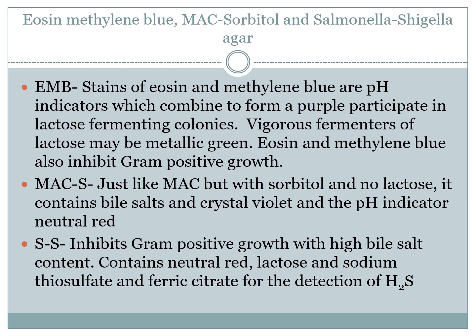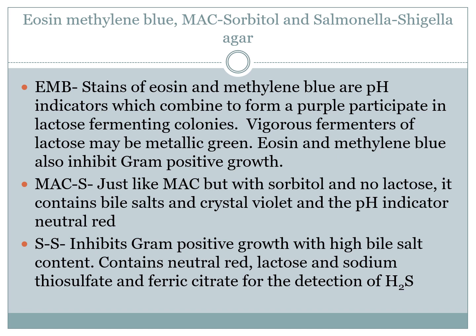MAC-S is a media that we use to evaluate sorbitol fermentation. If you have an organism that is sorbitol positive, the colony colors are going to be pink, and if you have organisms that are sorbitol negative, they're going to be colorless. The one that I think about most is E. coli O157:H7, and it is sorbitol negative, so it would be a colorless colony on MAC with sorbitol.